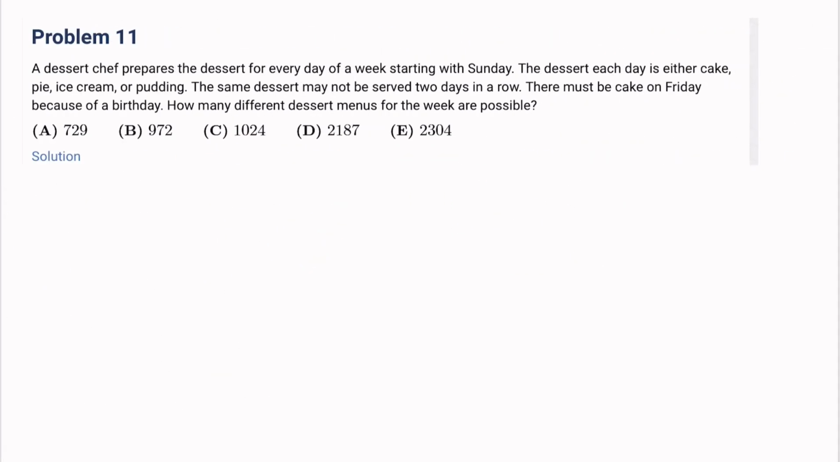Number 11, a dessert chef prepares the dessert for every day of a week starting with Sunday. The dessert each day is either cake, pie, ice cream, or pudding. The same dessert may not be served 2 days in a row. There must be cake on Friday because of a birthday. How many different dessert menus for the week are possible?